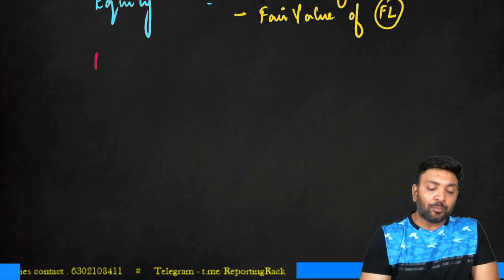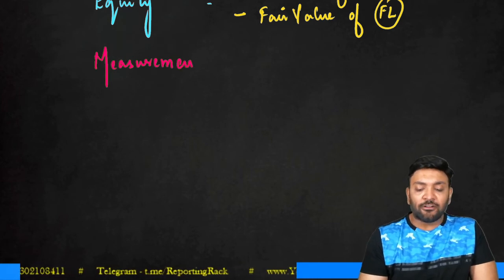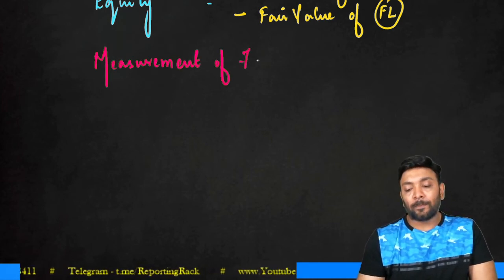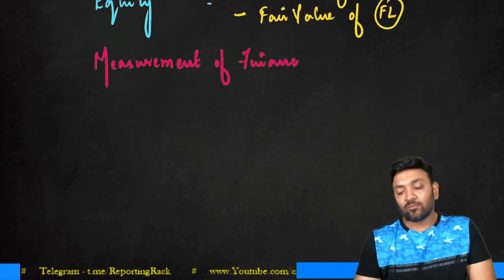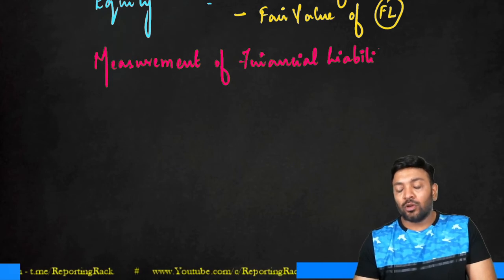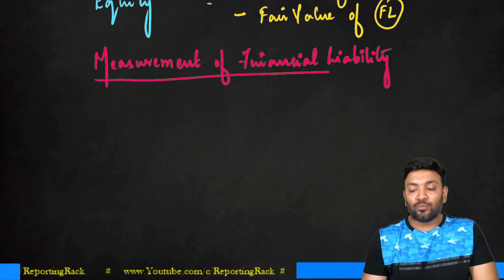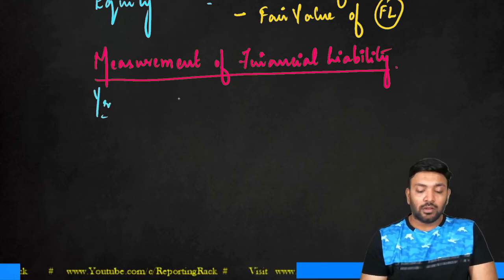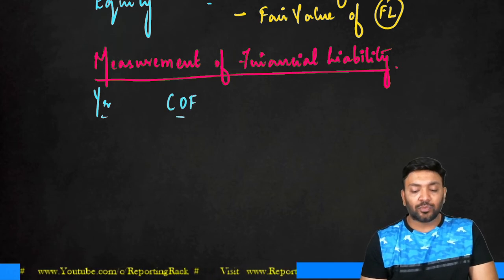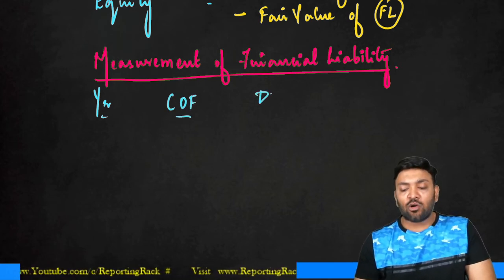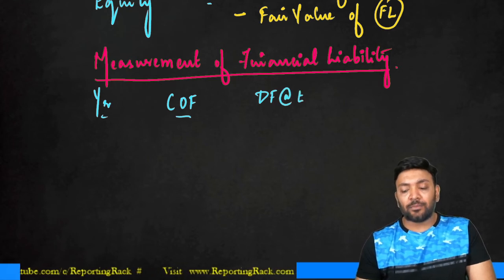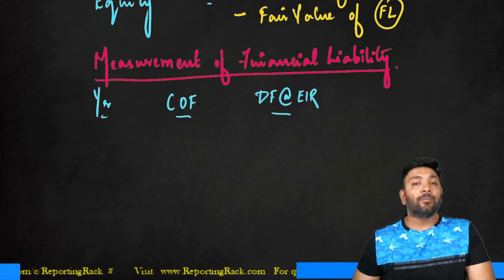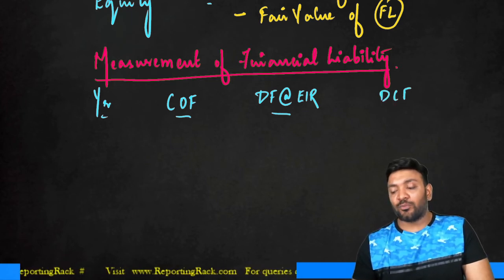First, I'm talking about measurement of financial liability in the instrument. Look at how I calculate. Here, cash outflows, discount factors at effective interest rate, finally, discounted cash flow.